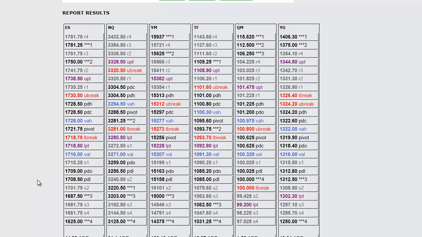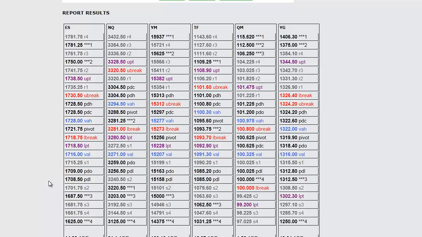Of course, you could go through your charts and plot these manually on your graphs, but that's a lot of work. So what we've done for the eSignal users and subscribers is we've linked this data to a plugin that will paint these levels right on your chart automatically for you.